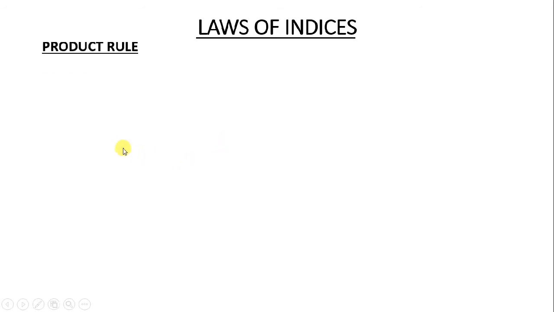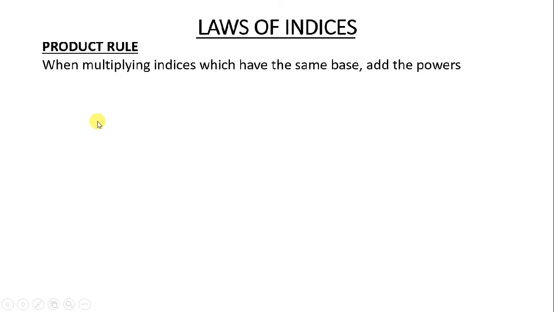Okay? So we have laws of indices. Indices also have laws. Our first law or our first rule is known as the product rule. What does it state? It states that when multiplying indices which have the same base, add the powers. So whenever you are given a base a with a power m times the same base a with the power n, it is the same as doing what? Adding the powers. So if you have a to the power m times a to the power n, it is equal to a to the power m plus n.